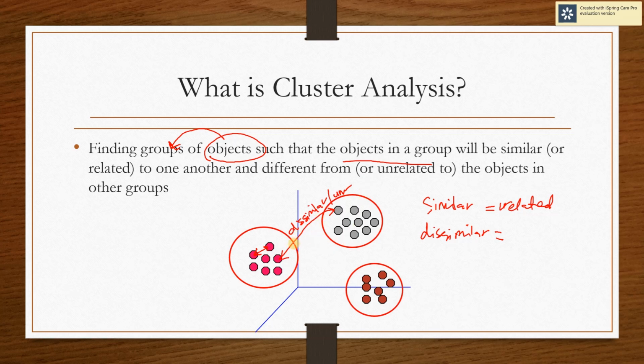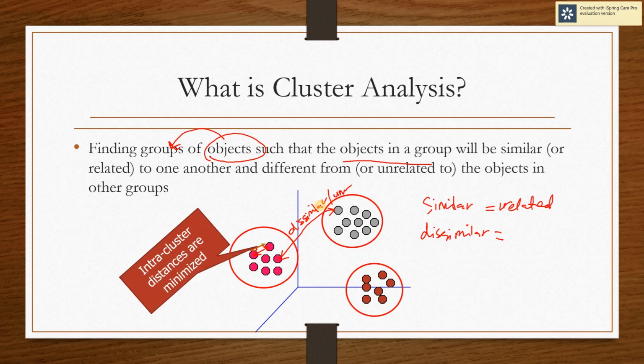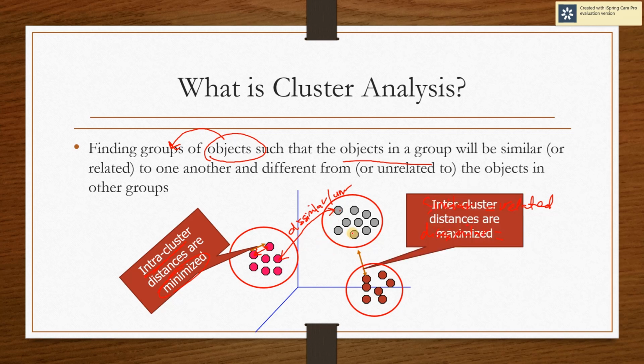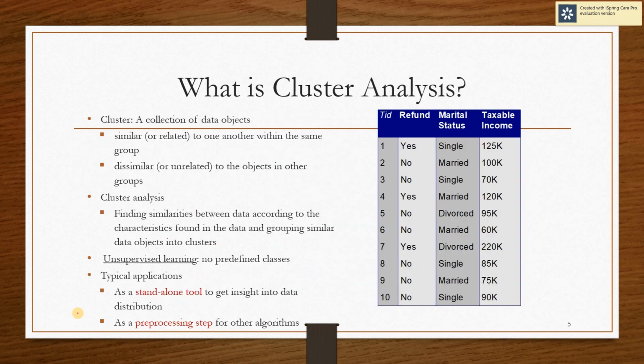So when you have similar objects, they will be clustered together, and those with unrelated values, dissimilar or different values, will be put into different clusters. When you are forming the clusters, within the same cluster the intra-cluster distance is minimized, whereas between different clusters, the inter-cluster distance is maximized.